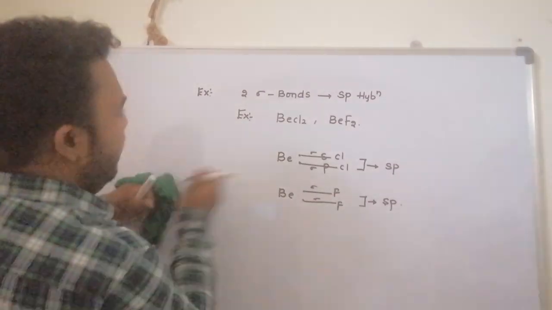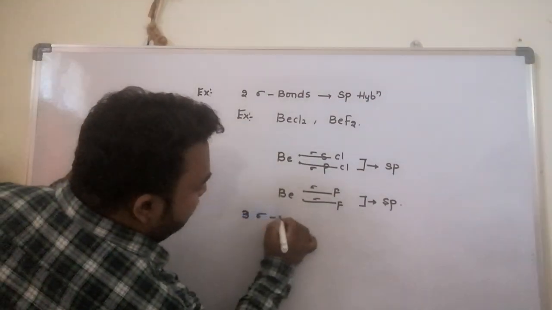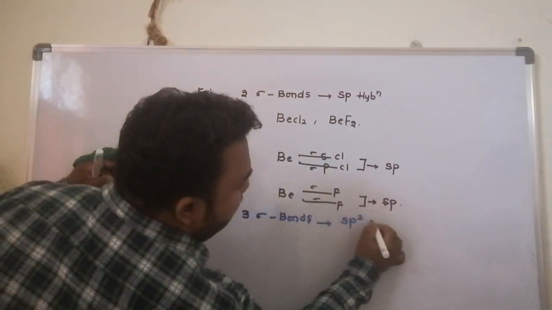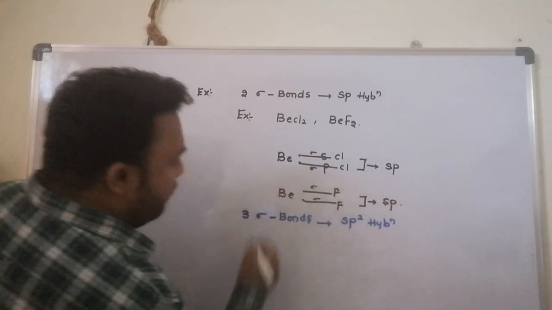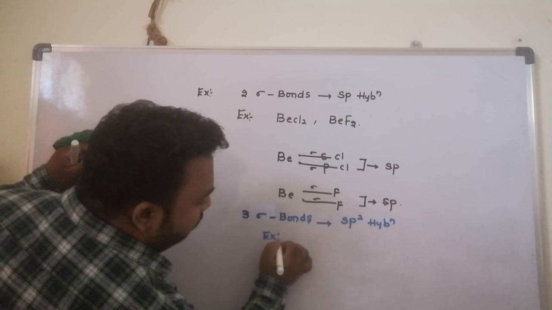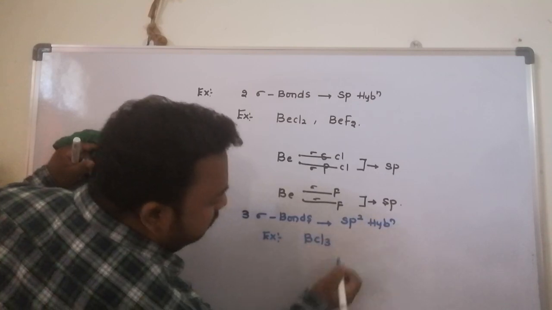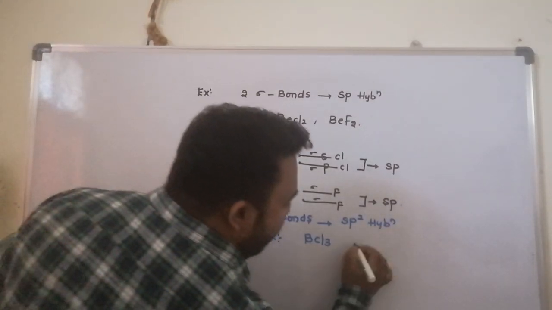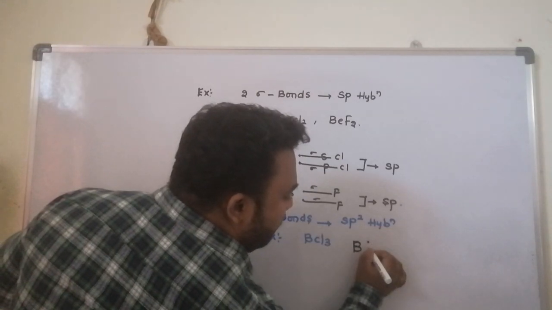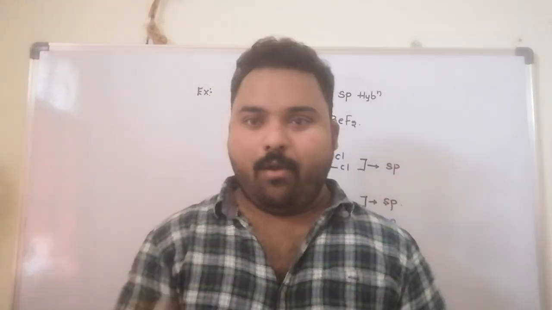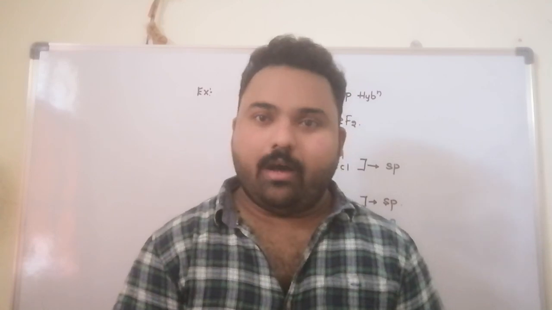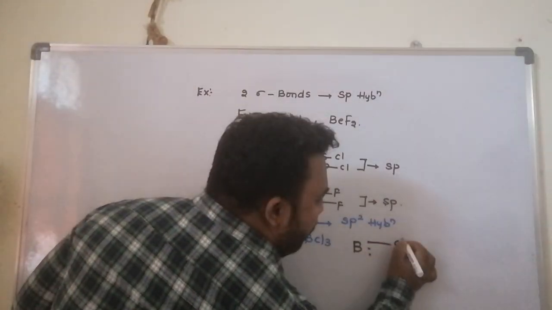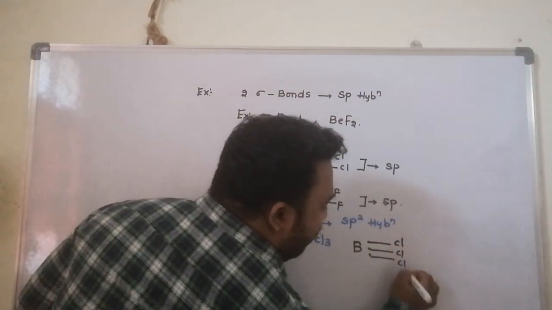Example, this. Next, three sigma bonds are present. If three sigma bonds are present, then hybridization is sp2. The best example is the BCl3 molecule. In BCl3, boron is the central atom, which has three valency electrons. Boron belongs to the third A group or 13th group. Boron has three valency electrons, bonded with chlorine, chlorine, chlorine.